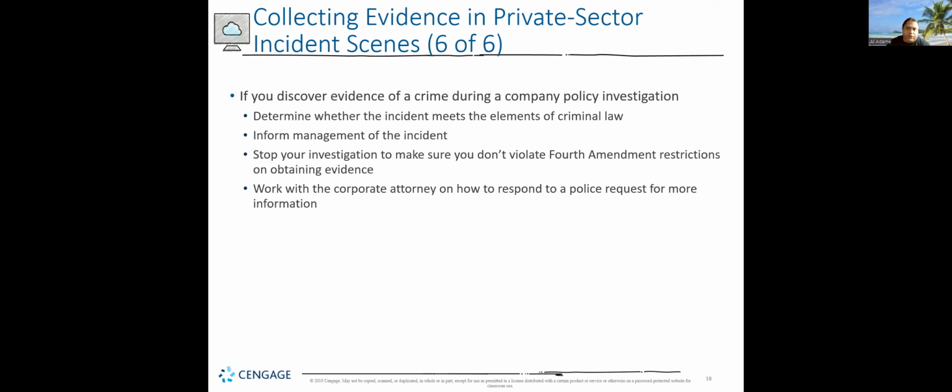Restrictions on obtaining evidence. You would need search warrants, and the cops would get involved. They would take over. You would turn in what you found. You would be a liaison between them and the company, essentially, and they would inform you what they can and cannot provide you with. Work with the corporate attorney on how to respond to a police request. Yeah, saying the laws involved at that point. So that's kind of dicey.